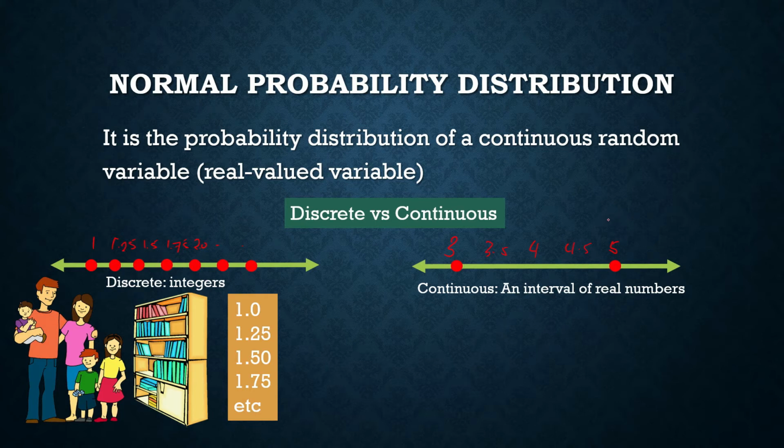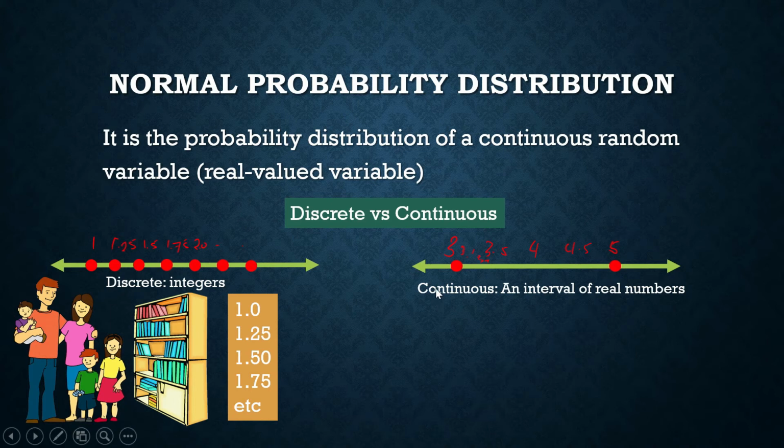3, 3.5, 4, 4.5, 5. So you have 5 elements. But are there more elements in this interval, 3 to 5? Yes, because between 3 and 3.5, you have 3.1. You have 3.2, and so on and so forth. And between 3 and 3.1, you have still another real number. You have 3.01, 3.02. So this interval of real numbers is non-countable. You cannot count the number of elements in this interval. And so that is one idea you can have in mind when you are talking about a continuous random variable.